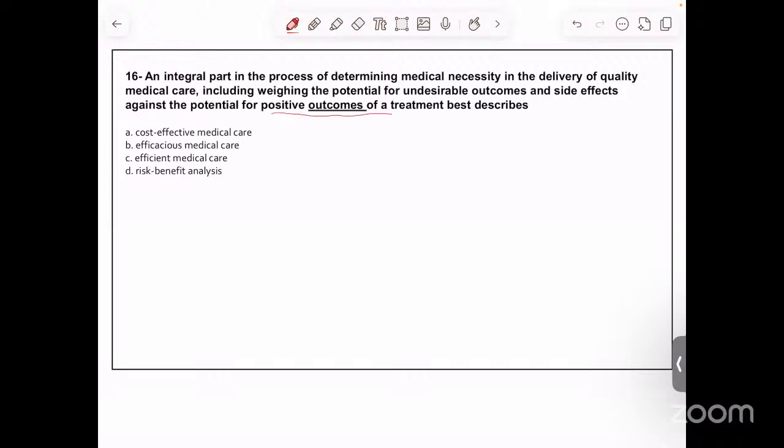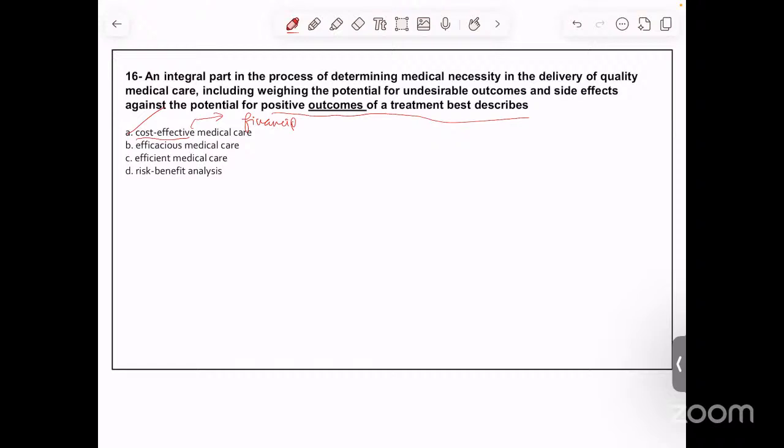Keywords, positive outcomes of a treatment best describes. What's your answer? Medical care, B or C, I don't know. Okay, the correct answer here is cost-effective medical care. Yes, because it balances quality outcomes with financial efficiency. When you see cost-effective, this is about financial, okay?